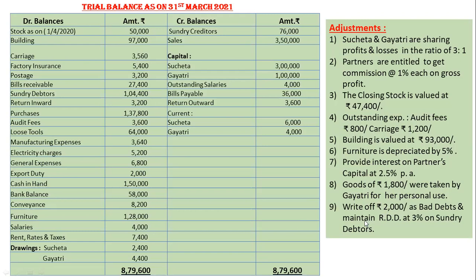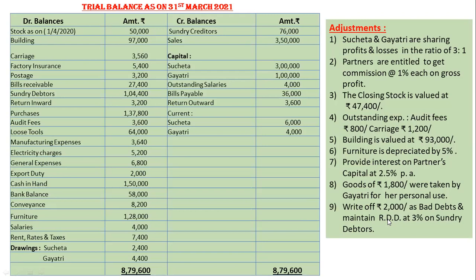Write off rupees 2,000 as bad debts and maintain RDD at 3% on debtors. It shall be numbered as 9 to the item debtors. First effect of bad debts deducted from debtors, and second effect be taken in debit side of profit and loss account. After deducting bad debts, calculate reserve for doubtful debts.